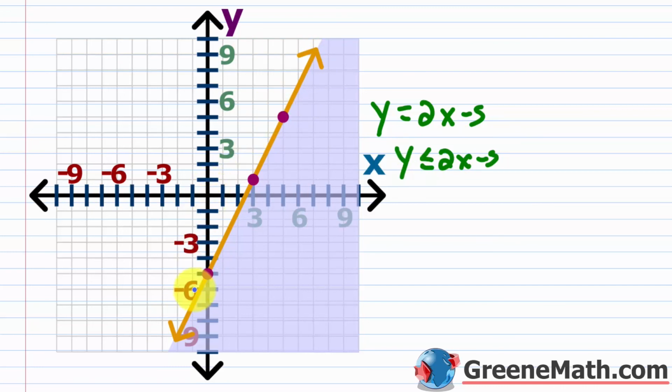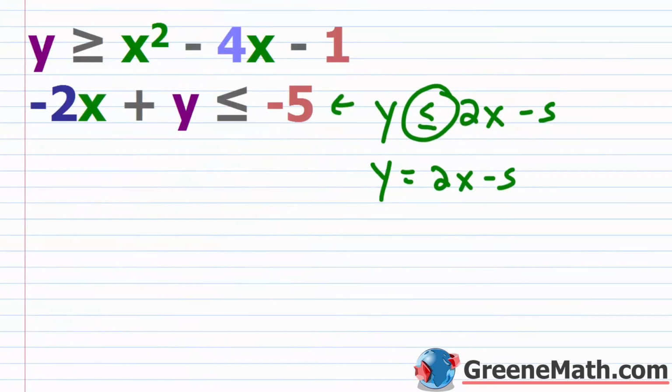My y-intercept is at 0, negative 5. My slope is 2, so I'm going to go up 2, right 1, up 2, right 1, and so on and so forth. You get that line. And because this is less than or equal to, I want to shade below. So that's where I got that shading from. We're shading below the line. Okay, let's go back up.